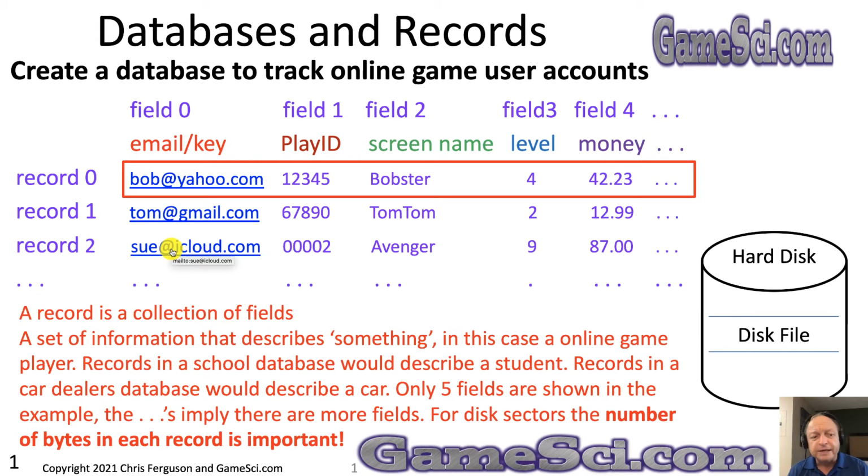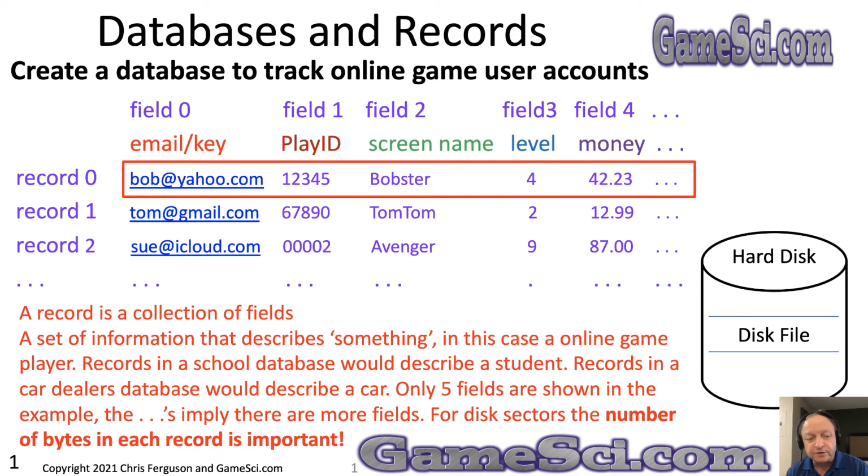A record is a collection of fields, a set of information that describes something. In this case, an online game player. Records in a school database would describe a student. Records in a car dealer's database would describe a car. Now, in our game example here, I'm only showing 5 fields in this example. These extra dots mean there may be more fields in this record. These extra dots at the bottom may mean there are more records.